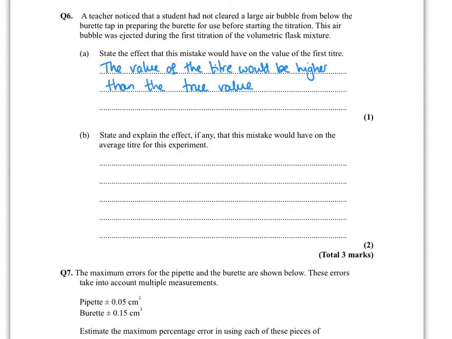State and explain the effect, if any, that this mistake would have on the average titre for the experiment. It should have no effect. The first titration usually isn't used because it's an inaccurate rough one. So normally we'd only use the second two titres.